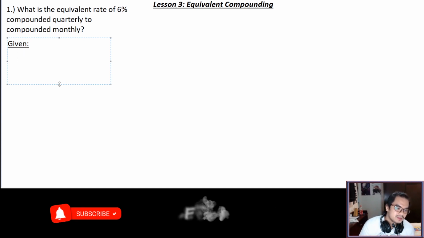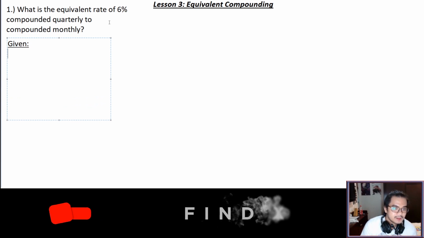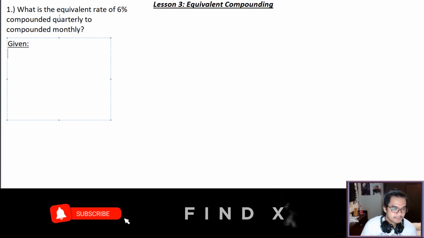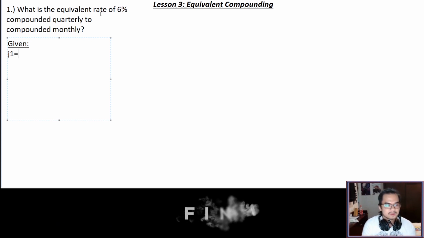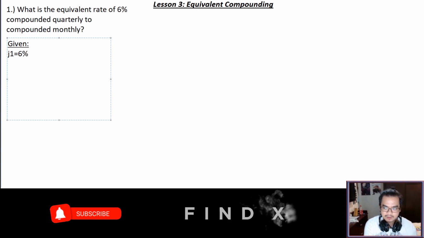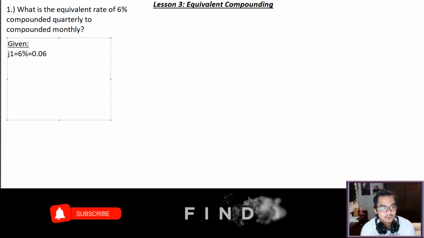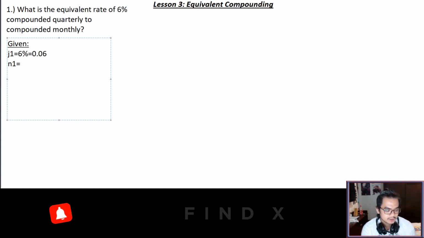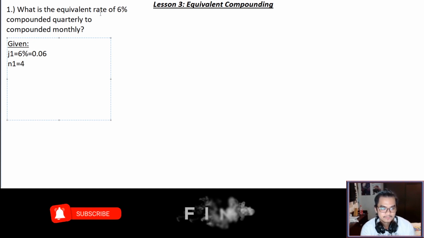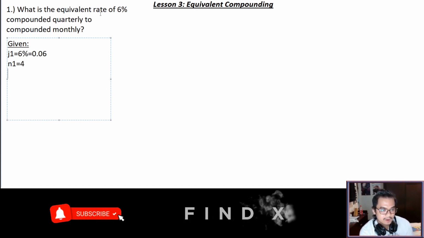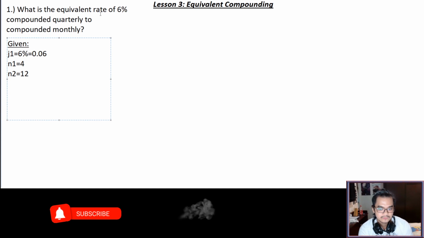Let's put the givens first. We have 6%. Again, we have the word compounded, therefore that 6% will be our j. Let's say that is our j1, equal to 6%. Again, we can't use 6%, we have to make it decimal, so this is also equal to 0.06. Next, it is compounded quarterly, therefore our n1 is 4. Next, we have compounded monthly, we want to make it monthly, therefore our n2 will be 12.